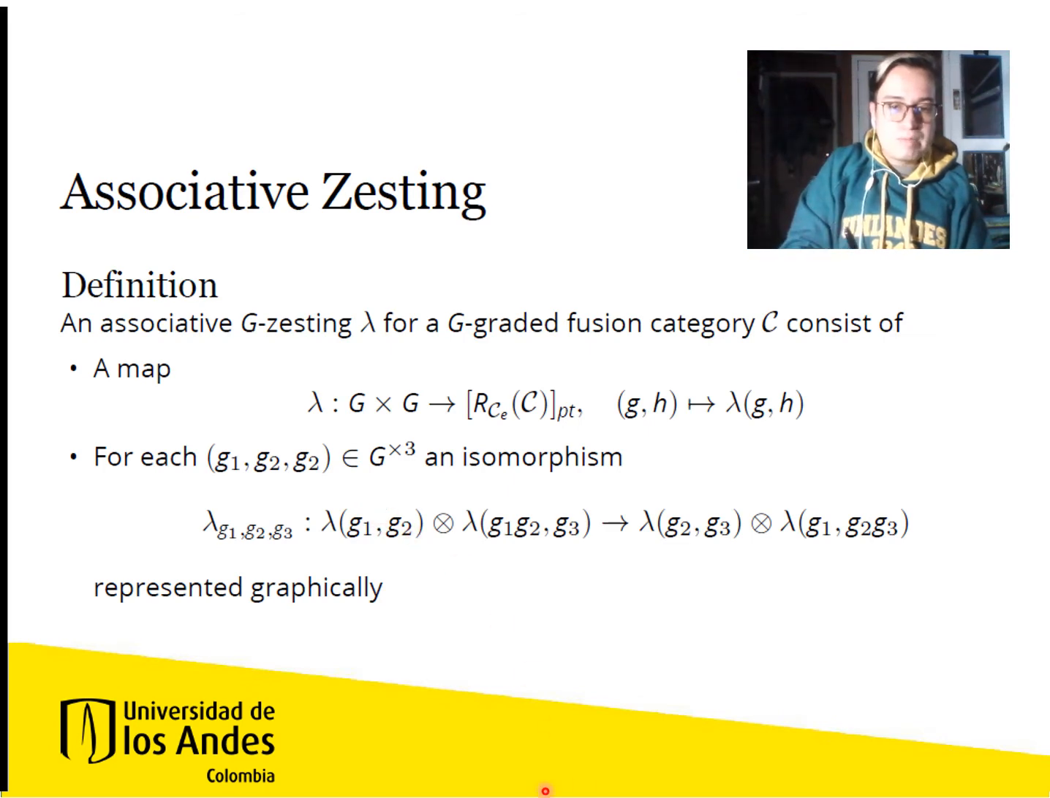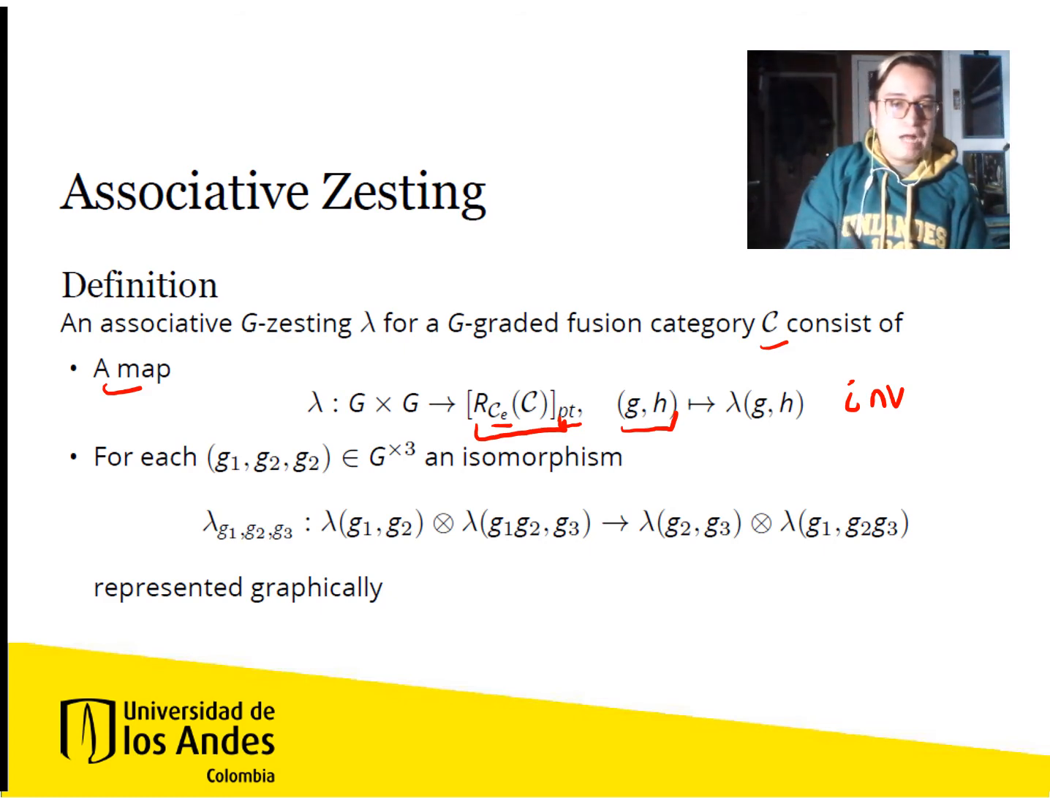Now, with this in mind, I can talk about what is an associative zesting. An associative G-zesting lambda for a G-graded fusion category C consists of the following things. First, we will need a map that assigns to a pair of elements of my group an element in the category that is an invertible object in the trivial component of the graduation, or the component graded by the identity element of my group. Here I'm taking all the invertible objects and I'm taking objects in the relative centralizer.